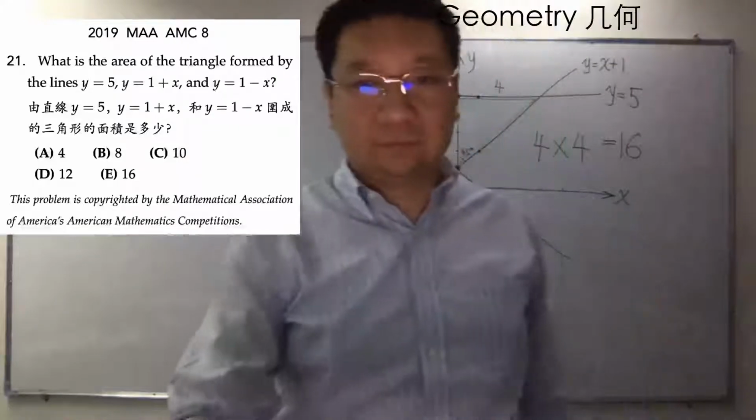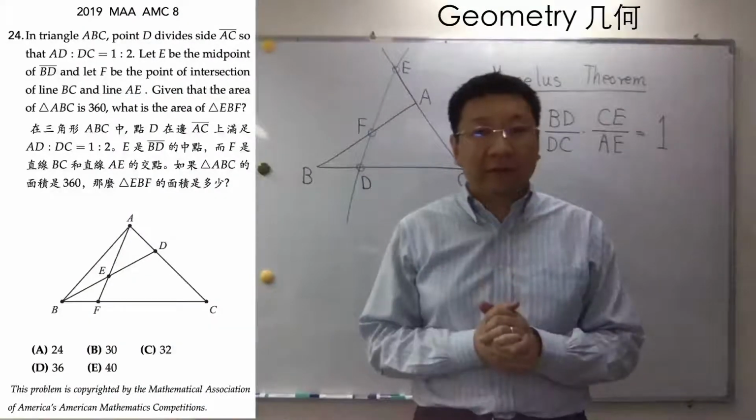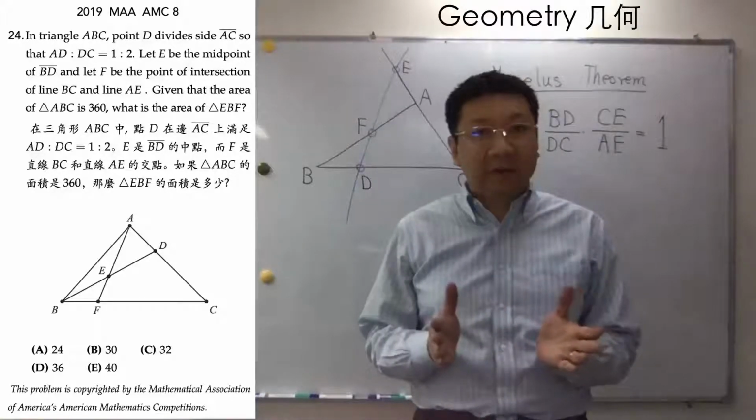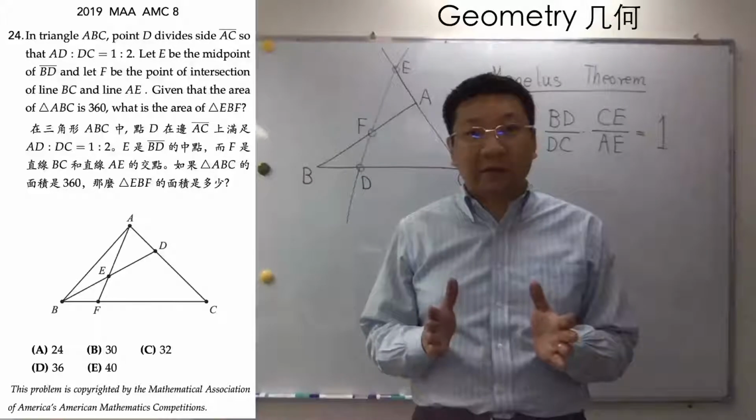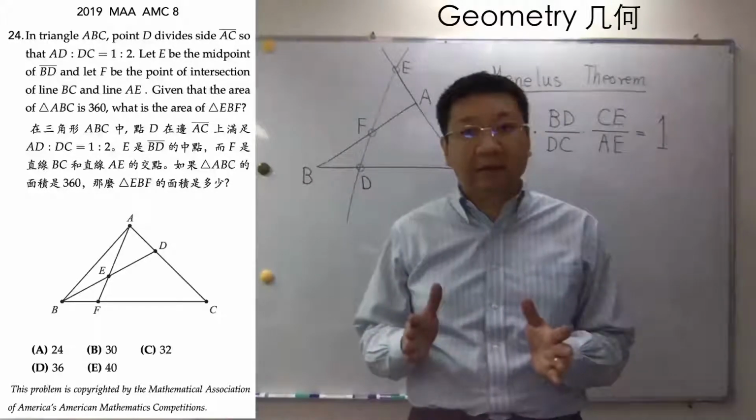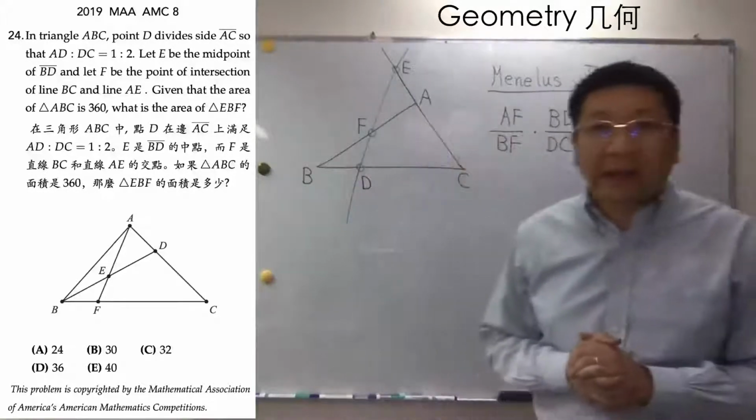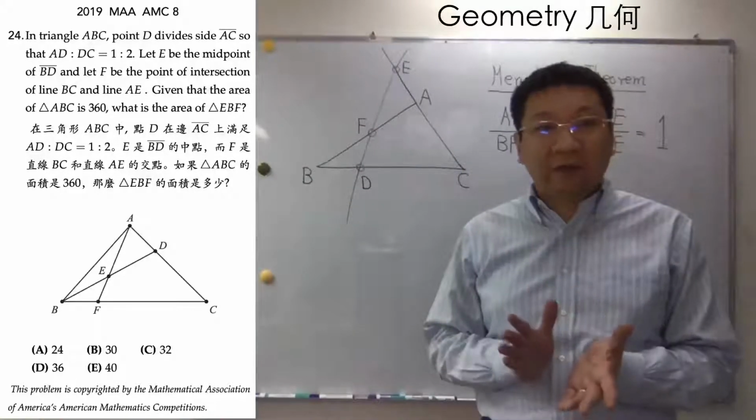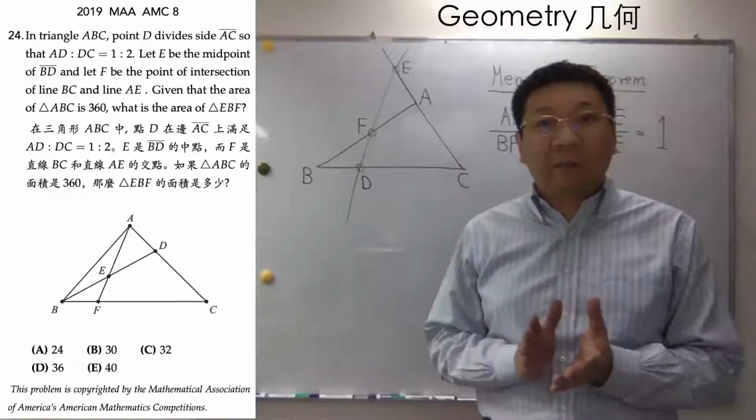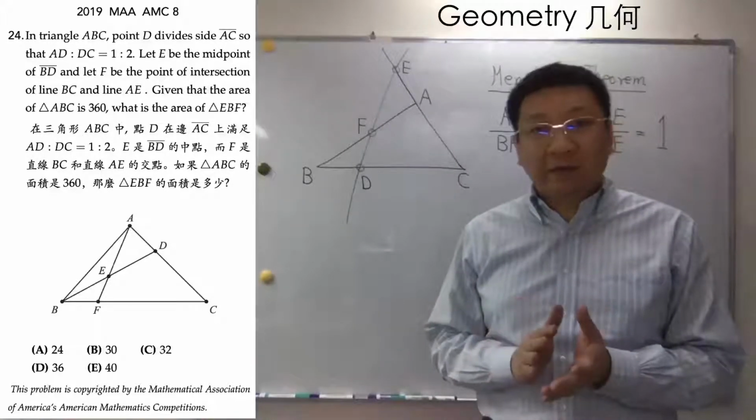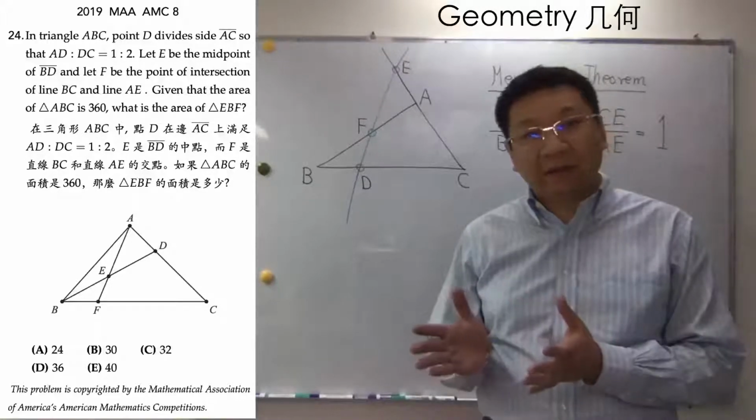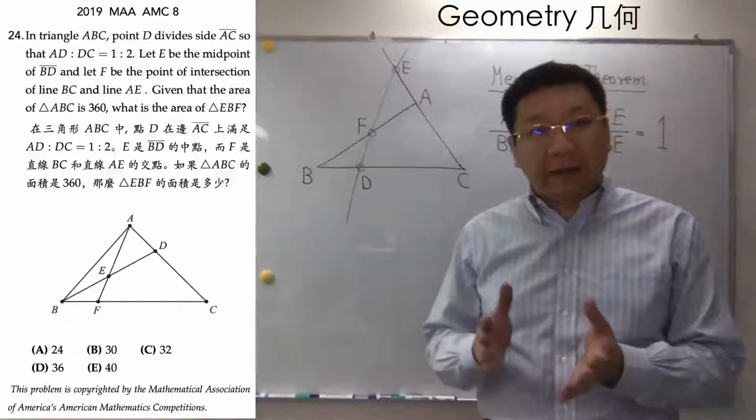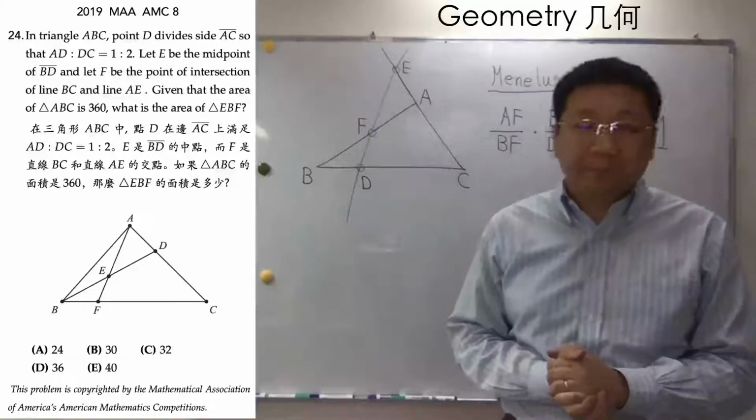Not hard. We see question 24. From the feedback I have received from parents and students, this is probably the really difficult question in this competition. And I will show you two methods. The first method is the one I use to solve this question, which uses a very powerful theorem. Then I will show you the second method, which is a typical method dealing with ratios and parallel lines in triangles.